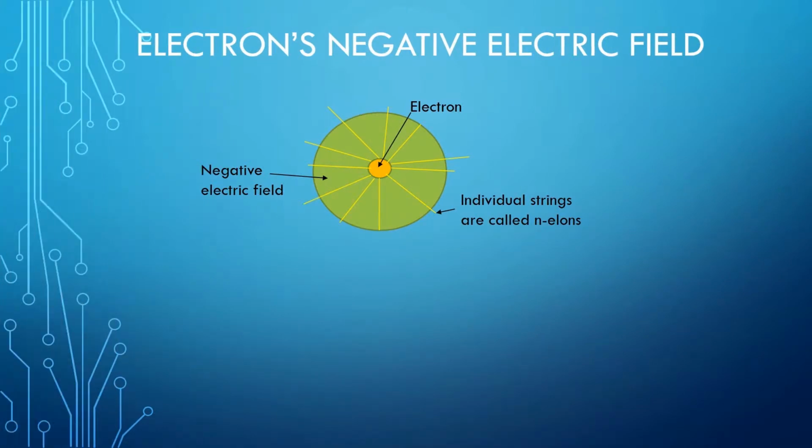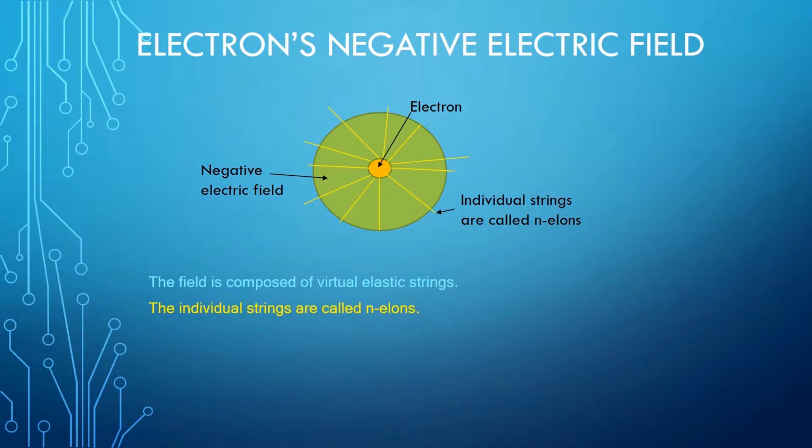Here we see an electron surrounded by a negative electric field. The field is composed of virtual elastic strings. The individual strings are called anilons. The electron creates a vast number of anilons. I use the term elon for the string that makes up the electric fields. Elon is analogous to graviton, the term used by scientists for the entity that creates a gravitational field.